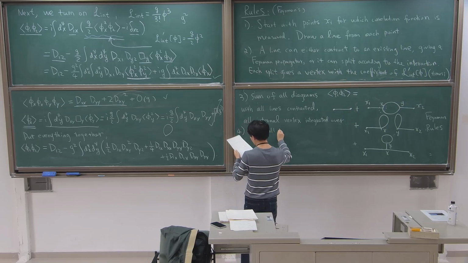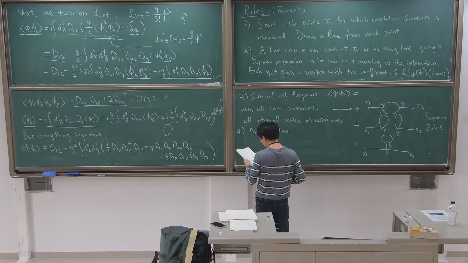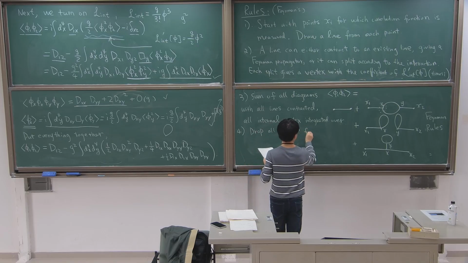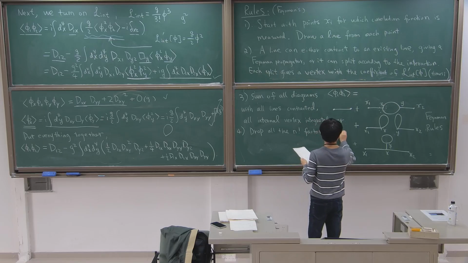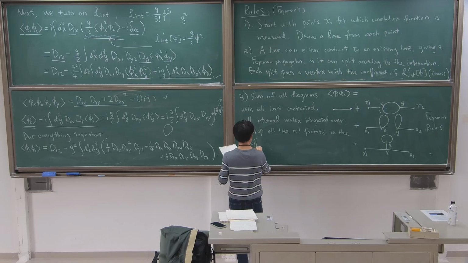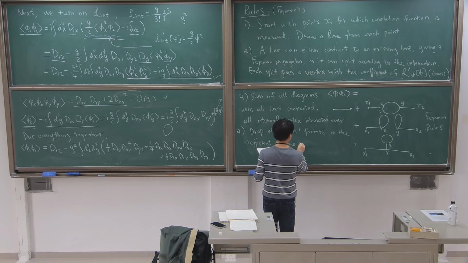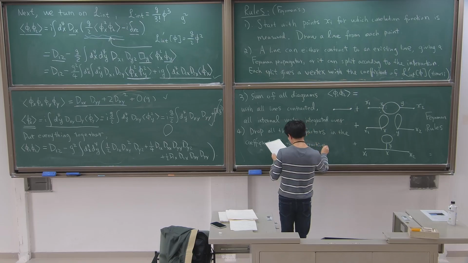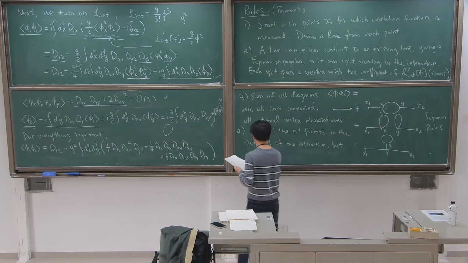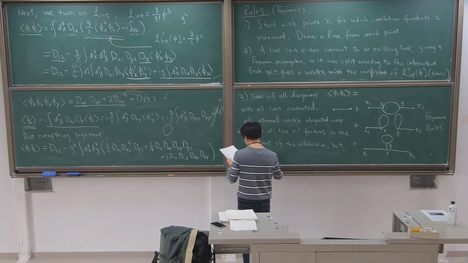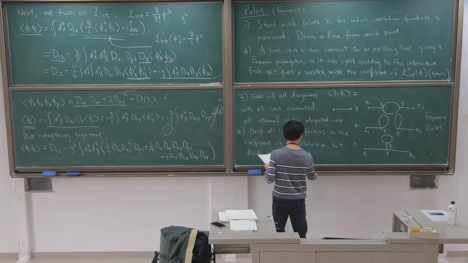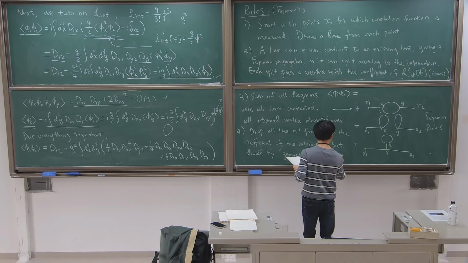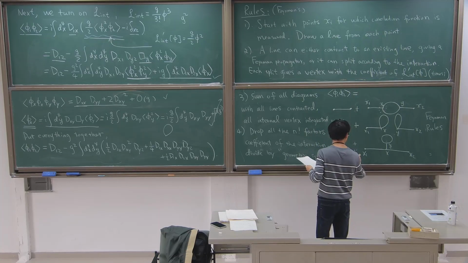Now, rule number 4. We should drop all the n factorial factor in the coefficient of the interaction, but divide by something called the symmetry factor, the geometric symmetry factor, for each diagram.